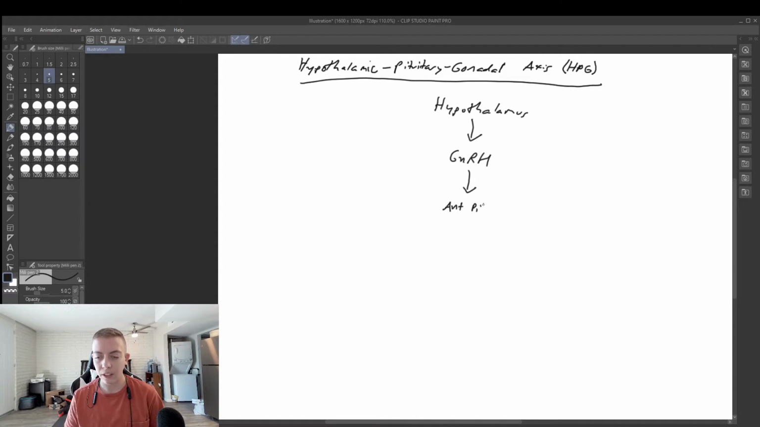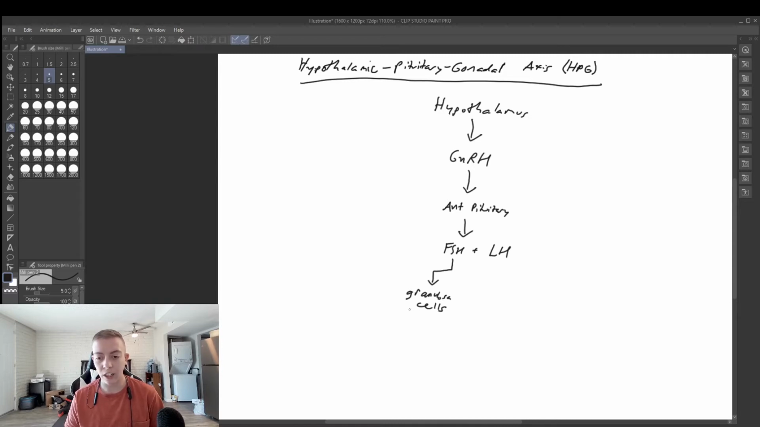anterior pituitary gland, which is going to secrete FSH and LH. And then this is where I'm going to get a little bit more into the nuance of the pathway. So FSH is going to act on a type of cells called granulosa cells, and these are in the ovary. Granulosa cells.